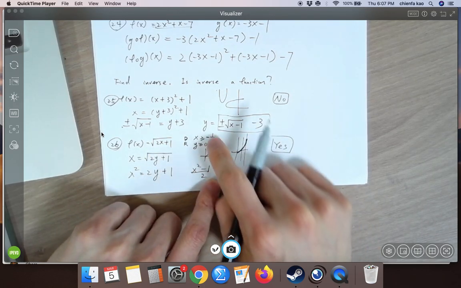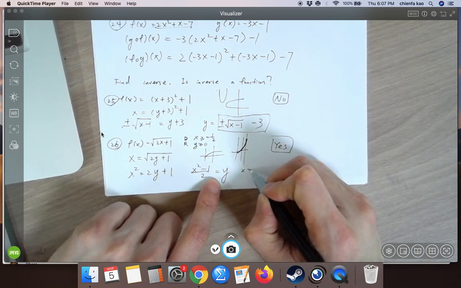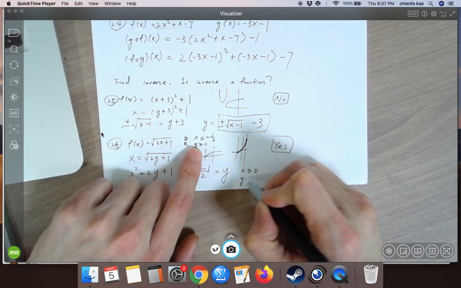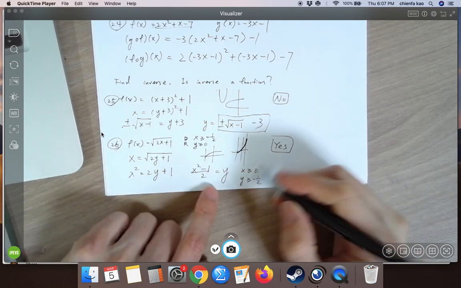All right, so for this one it must be the opposite. So it means x has to be greater than or equal to 0. y has to be greater than or equal to half. There you go.